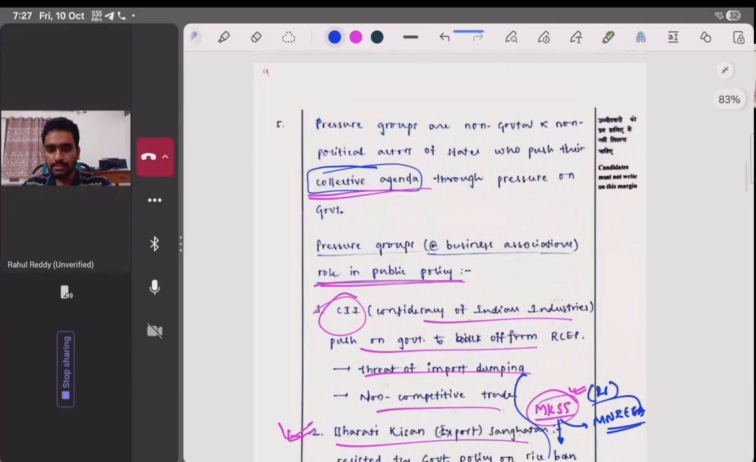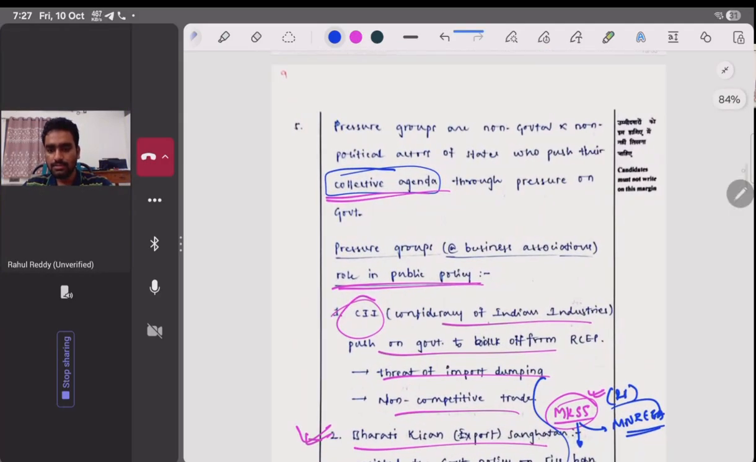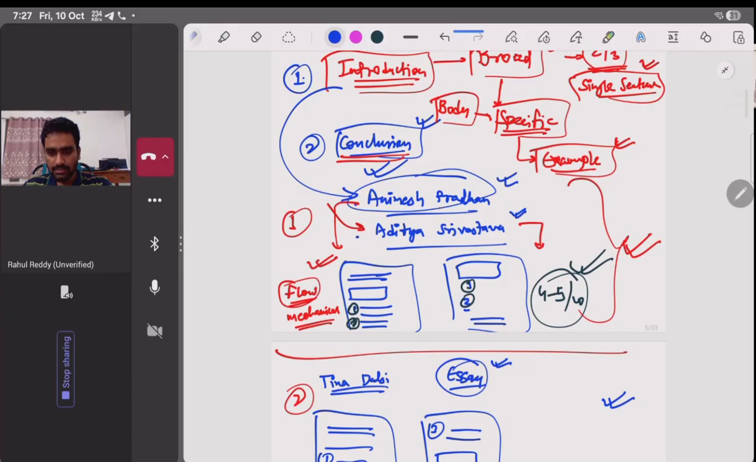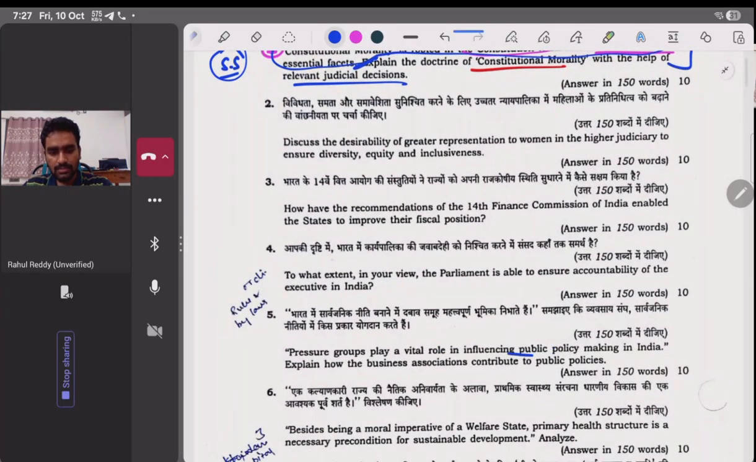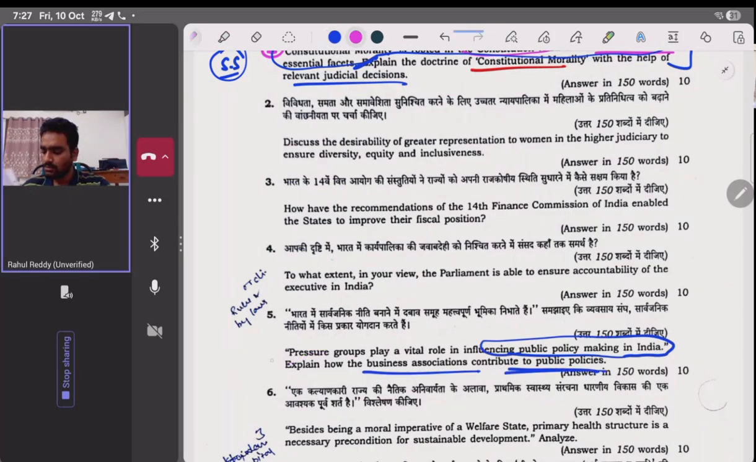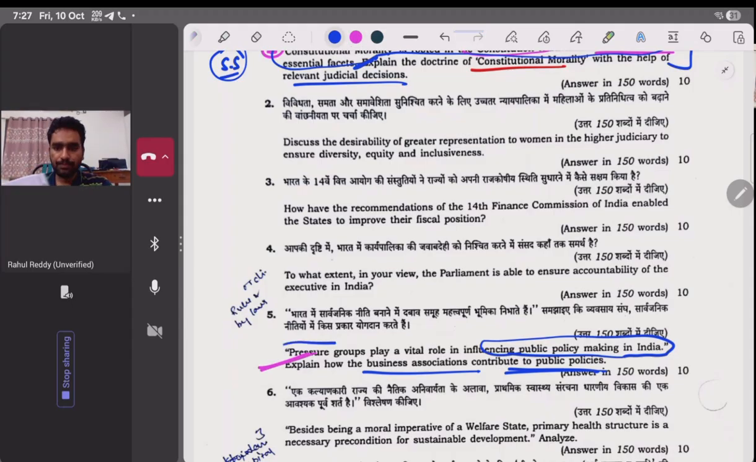Okay, but here again you are committing the same mistake. Let us look at the question. The question is that pressure group plays a vital role in influencing public policy making in India. How the business association contribute to public policies. So you have to divide it into two parts. Although many points will be common in that, but here you have to write introduction and how pressure group plays a role in influencing public policy.